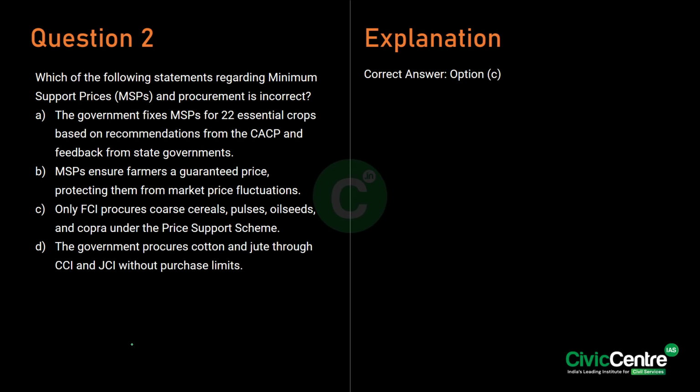Now moving on to the second question, which is a direct question about MSP and procurement. You have to identify the incorrect statement. See, the minimum support price system plays a critical role in providing price stability to farmers. The government fixes MSPs for 22 essential crops based on the recommendation of the Commission for Agricultural Costs and Prices and incorporates feedback from state governments. So this statement is correct, and even this statement is correct. These prices guarantee a minimum income for farmers, safeguarding them from market fluctuations. The procurement process is managed by multiple agencies and not a single agency. But in the third statement, it says only FCI is procuring it. Hence the third statement is the incorrect one, and the correct answer is option C.